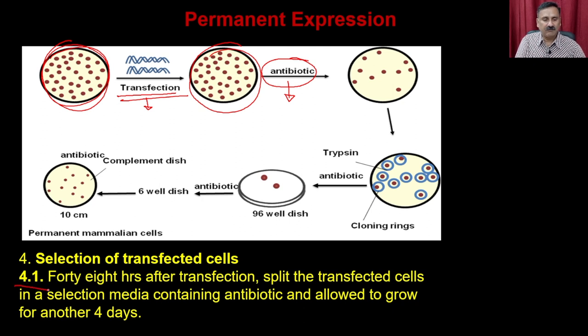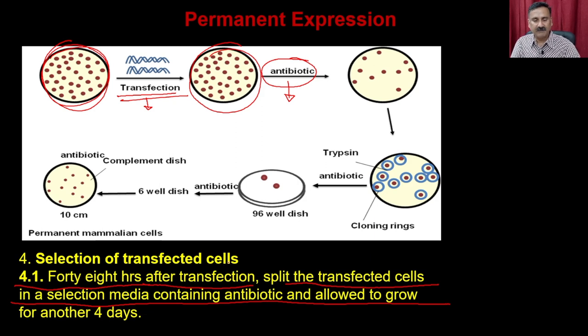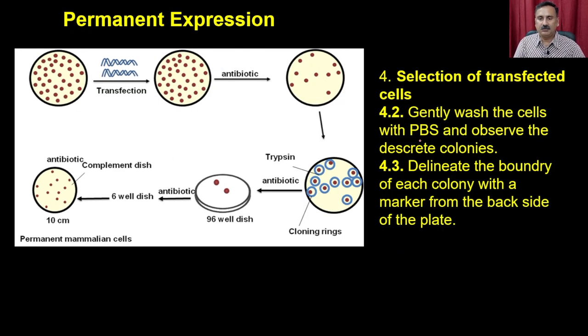In the selection of the transfected cells, you have two options. 48 hours after transfection, split the transfected cells into a selection media containing antibiotic and allow them to grow for another 4 days. When you do that, it is going to kill most of the non-transfected cells, but it is going to allow the proliferation of the transfected cells. Then you're going to gently wash the cells with PBS and observe the discrete colonies.